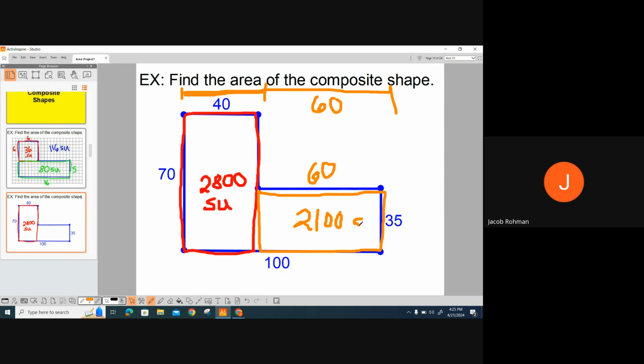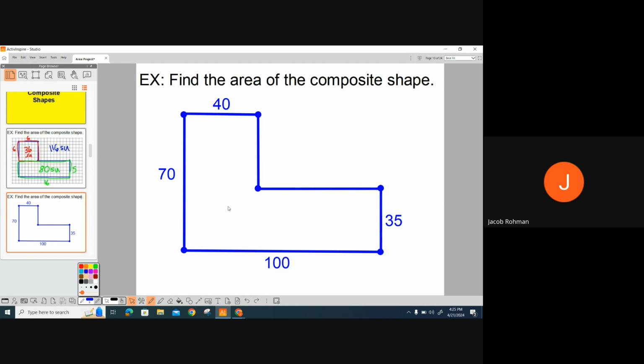2,100 square units. And then the area of the composite shape is simply 2,100 plus 2,800, which is 4,900. I'll write that in blue here: 4,900 square units.